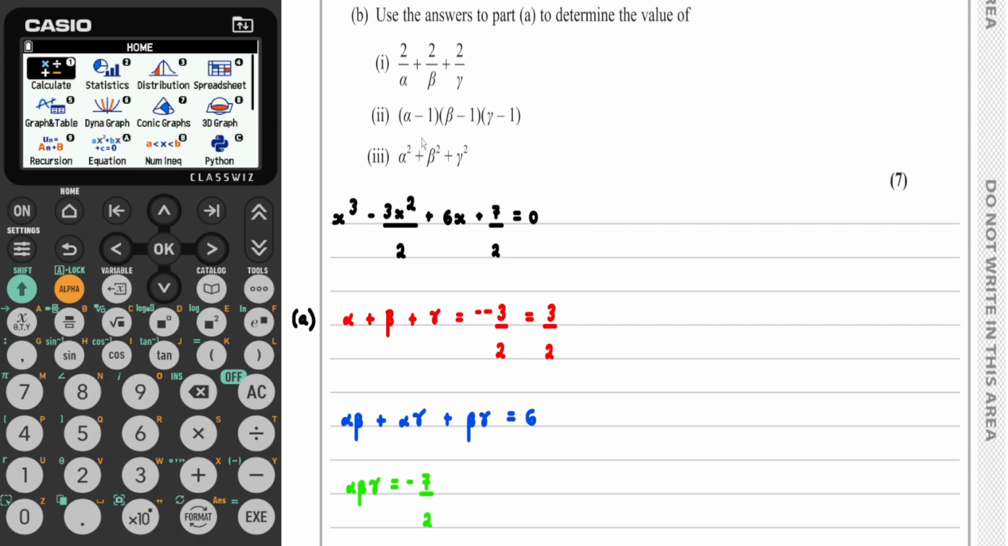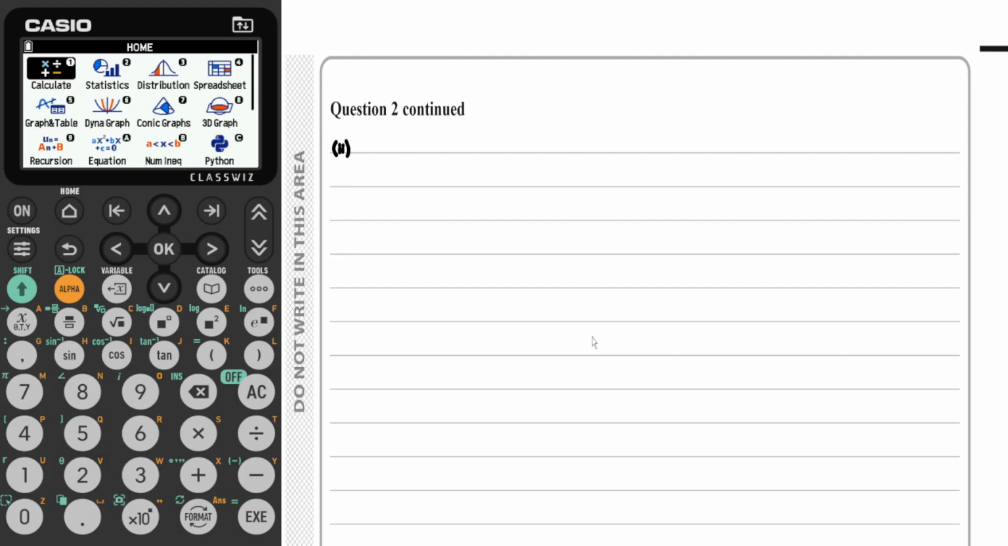Next, we have to determine the value of alpha subtract 1 multiplied by beta subtract 1 multiplied by gamma subtract 1. Well, we can multiply the alpha subtract 1 and the beta subtract 1 together. That would give us alpha beta subtract alpha subtract beta plus 1, and we multiply this by gamma subtract 1.